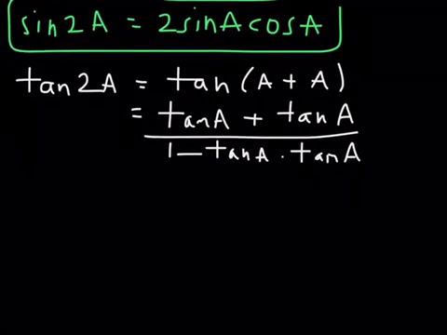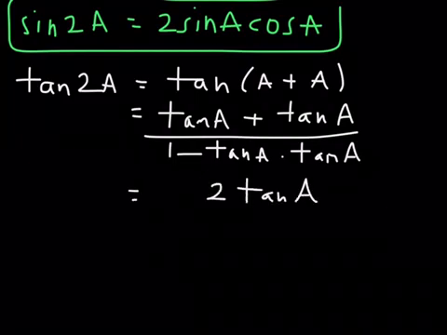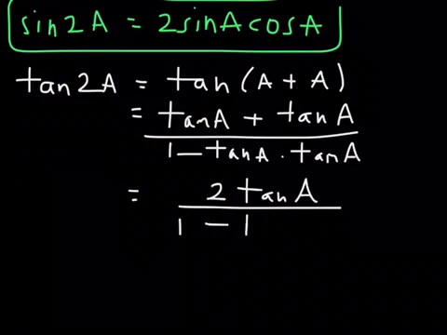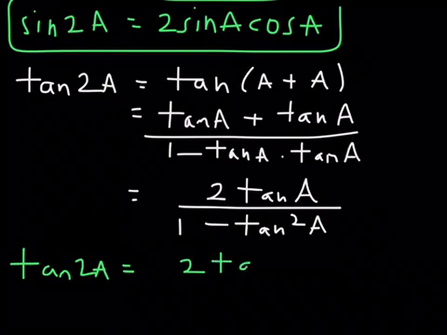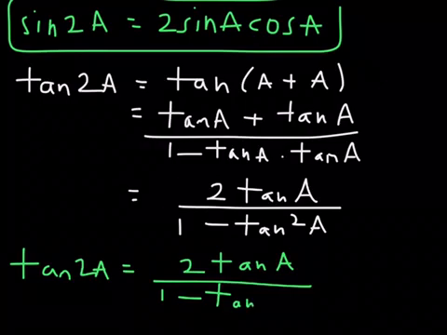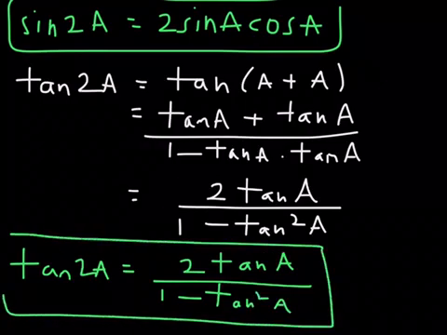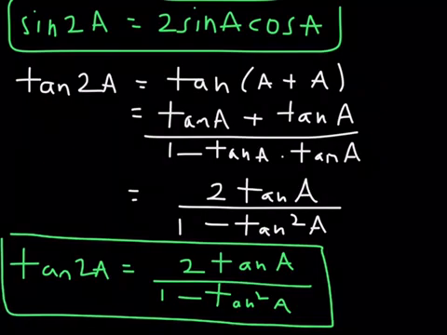So then this would be, in the numerator, 2 times tangent a. In the denominator, 1 minus tangent squared of a. So in summary, tangent of 2a is equal to 2 times tangent a over 1 minus tangent squared of a. All right? And again, there's only one double angle identity for tangent. One double angle identity for sine, one for tangent, but 3 different double angle identities for cosine.